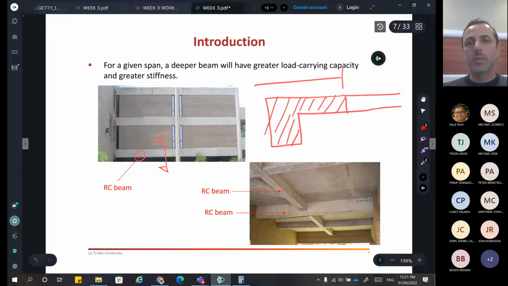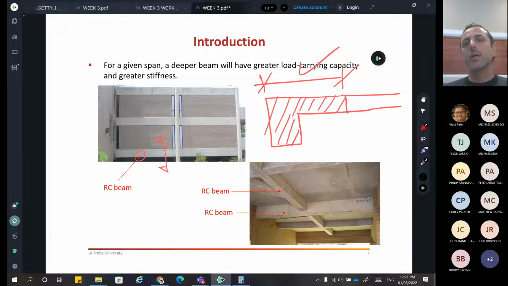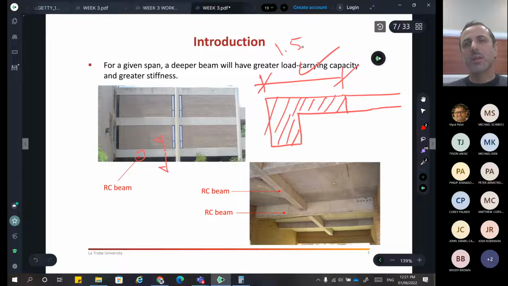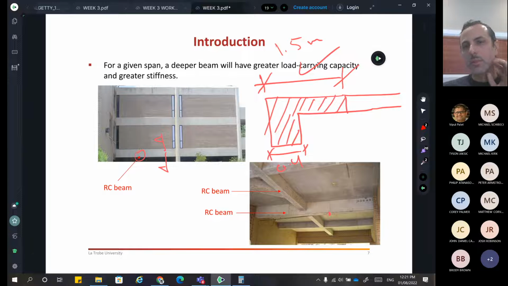As I said, the width of the flange is determined by a standard formula, which depends on how much stress we're getting into the slab. And it's typically about, say, 1.5, 1.2 meters. So we're talking here, this is about 0.4. I would say the beam width here is about 0.4, 400 millimeters.